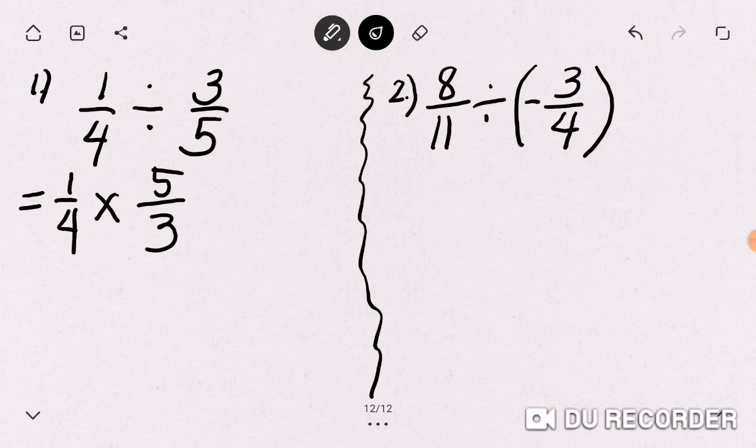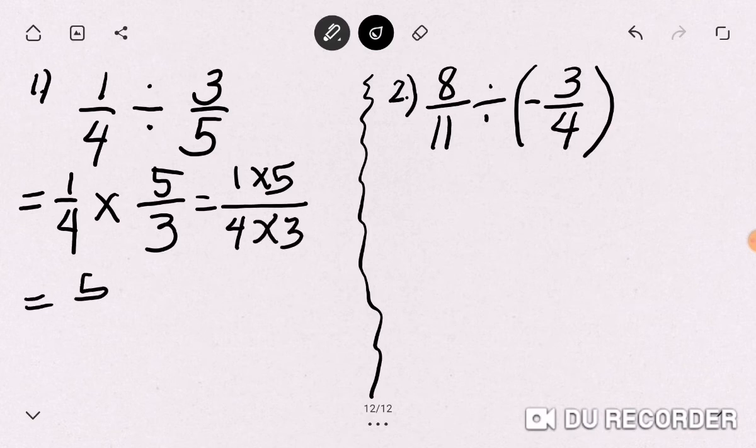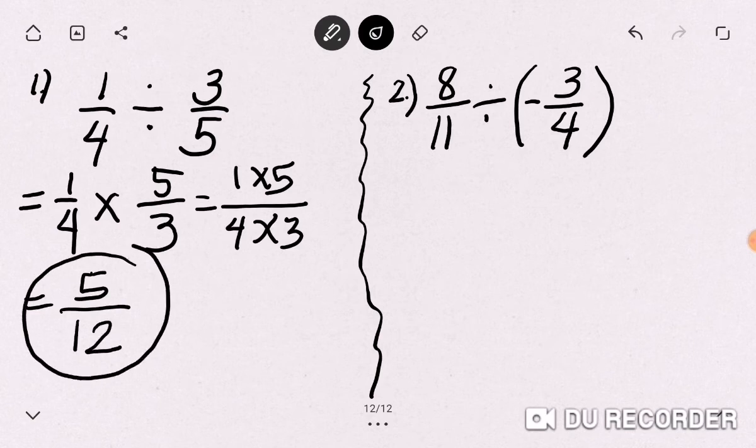So pwede na tayong pumunta sa multiplication. So we have 1 times 5 all over 4 times 3. So 1 times 5 is 5. 4 times 3, we have 12. So ibig sabihin, our final answer, when we divide 1/4 by 3/5, is equivalent to 5 over 12. So let's proceed sa ating last example.